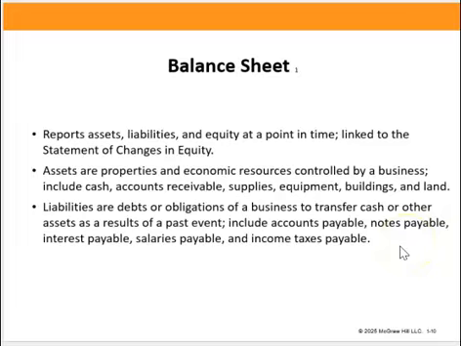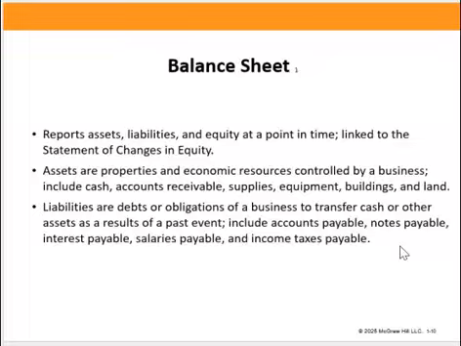So assets are properties or economic resources controlled by a business. For example, cash, accounts receivable. An account receivable is money that's due from a customer. We're due to receive that money from the customer. We've got supplies, we've got equipment, we've got buildings, we've got vehicles, we've got land. Those are all assets. They're items that stick around for a while and have continued use within the organization.